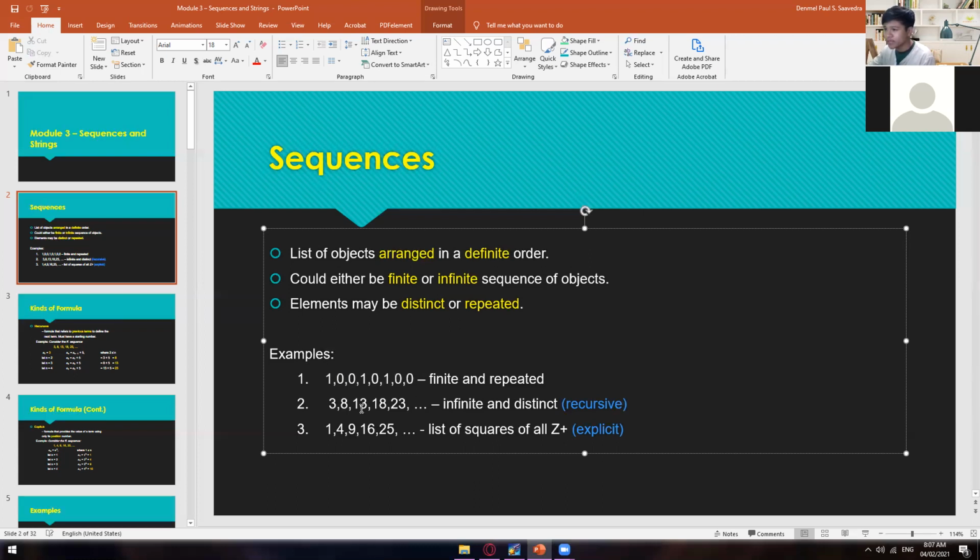For the next example, we have 3, 8, 13, 18, 23. As you can see, this one is infinite, just by putting 3 more dots, indicating that there are more elements. At the same time, this one is distinct. If you take a look at this one, 3 followed by 8 followed by 13, 18, and then 23. As you can see, there is a pattern, right? What is that pattern?